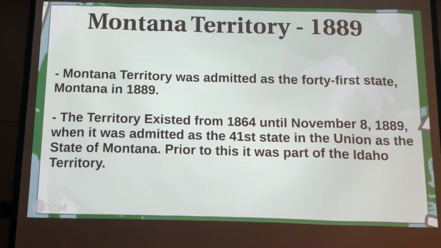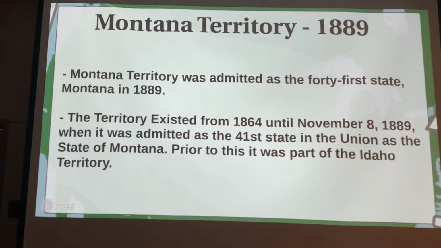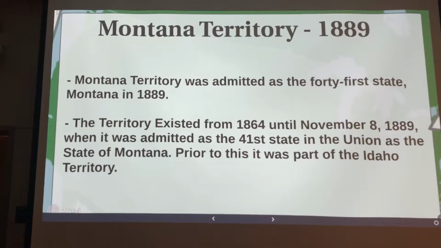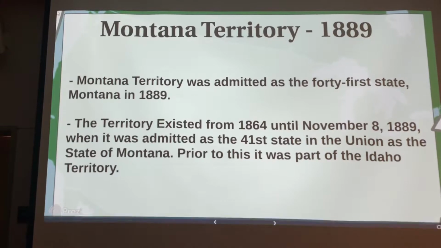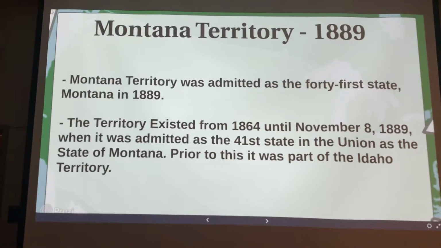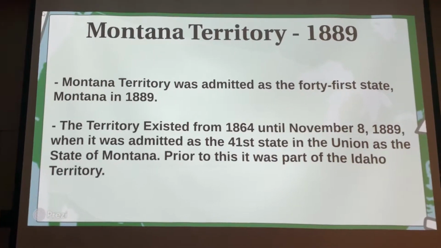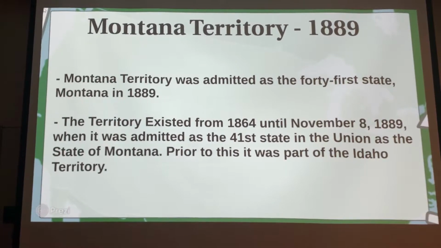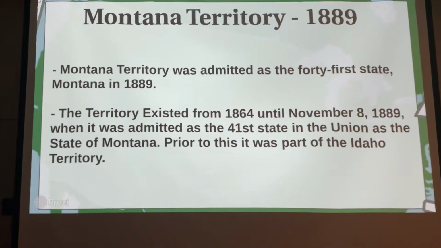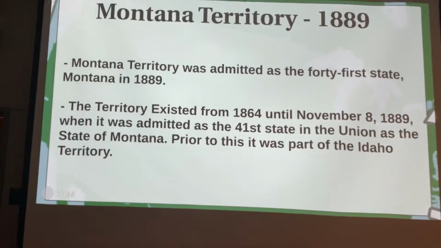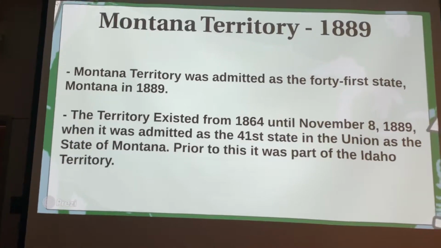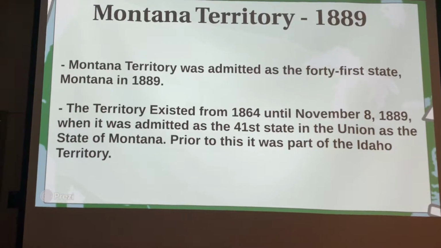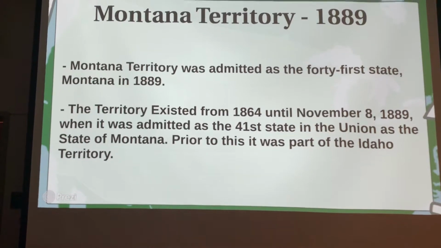The Montana Territory was admitted as the 41st state in 1889, and it existed from 1864 until 1889 when it was admitted as the 41st state in the Union. And prior to this, it was part of the Idaho Territory. Again, prior to separating these territories or making them states, the United States had a large space of land that they named as one territory.